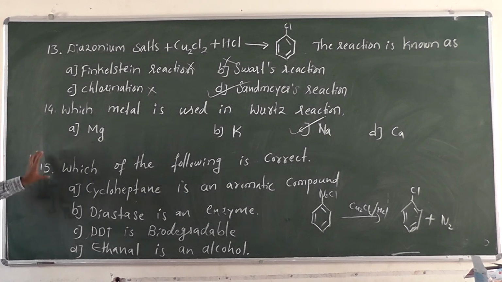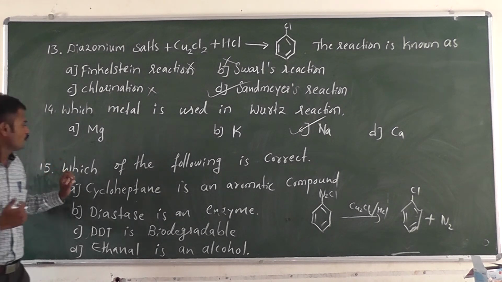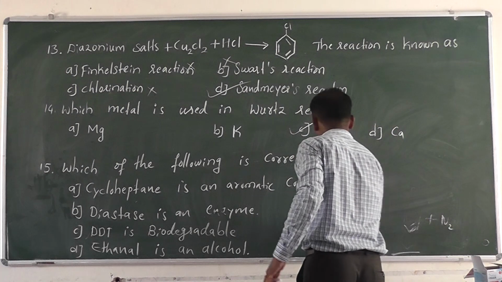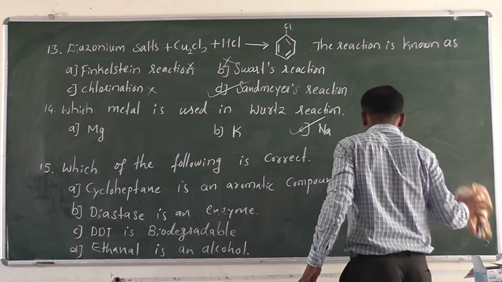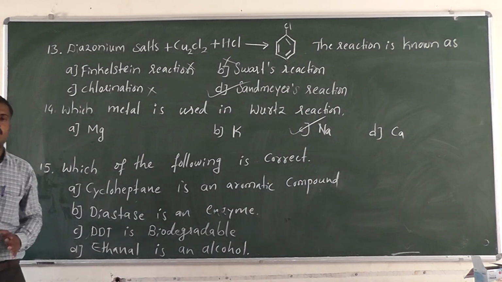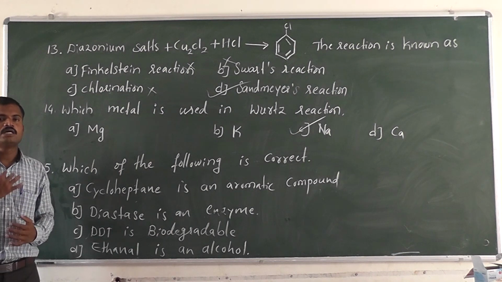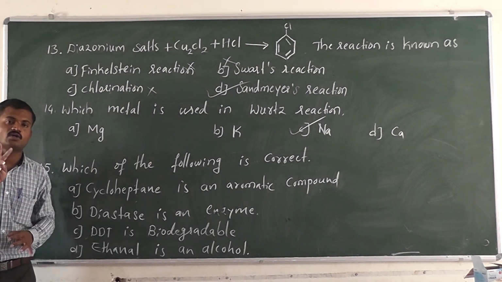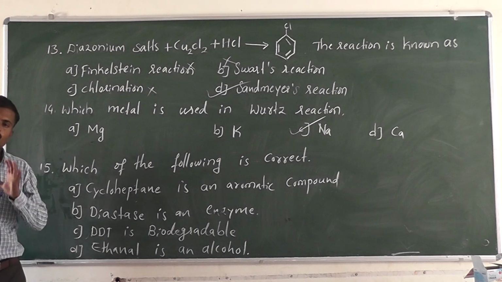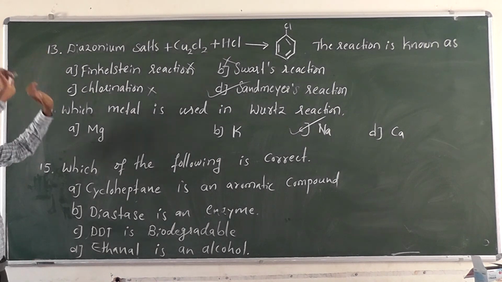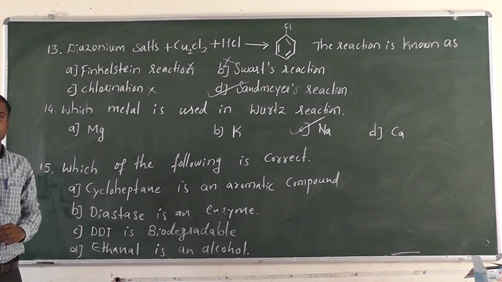See, what is the question? Which of the following is correct? They have given 4 options. Out of 4, 1 is correct and 3 options are wrong. So we have to first remove the wrong ones. We have to find out which ones are wrong, then only will we get which is correct.